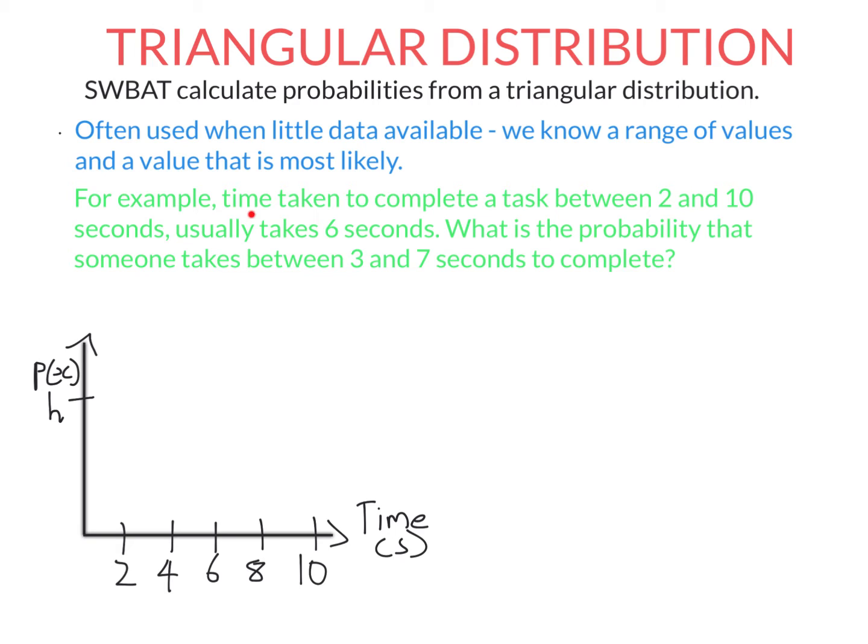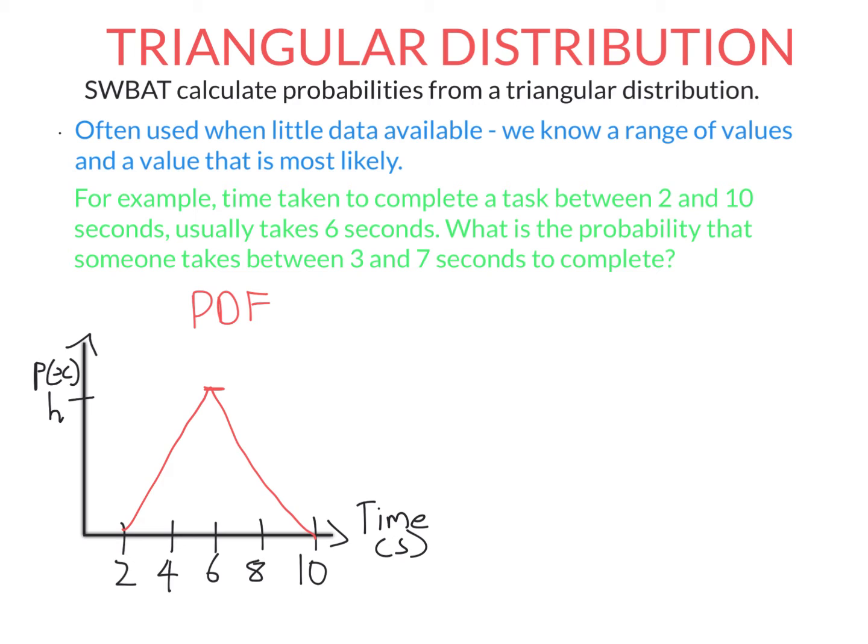Let's say the time taken to complete a task is between 2 and 10 seconds, and most often it takes 6 seconds. What is the probability that someone takes between 3 and 7 seconds to complete it? We're going to use a triangular distribution, because here we've said that 6 is the mode. It's the most likely value to occur, and it takes between 2 and 10 seconds. So we're going to draw a triangle that looks like this. This will be our PDF.